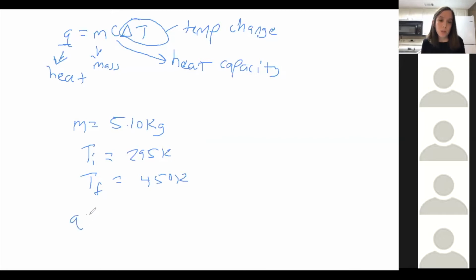So the equation: Q equals M, put in 5.1 kilograms, times C. Okay, so C is the heat capacity. In this case, we're looking at iron. It's a cast iron skillet that's being heated up. So we have to go to the chart on the top of page 318 and look up iron. And you can see on there it's 450. So C you have to either be given or look it up in the chart.